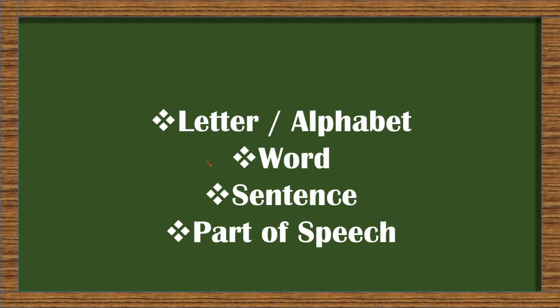There are 26 letters in the English alphabet. Next we will move to word and see what word is. A word is a group of letters which has a certain meaning. In a way, a word is a symbol which presents before us an image which is the meaning of the word. For example, C, A, T. These are the three letters. If we put them together to form a word like cat, C-A-T, cat, this is a word.